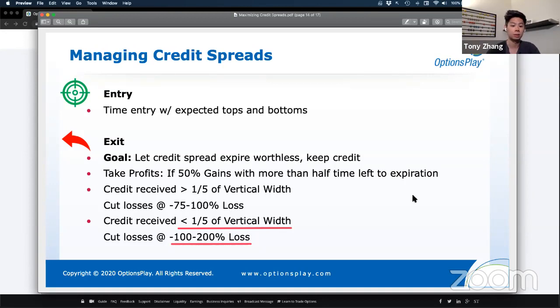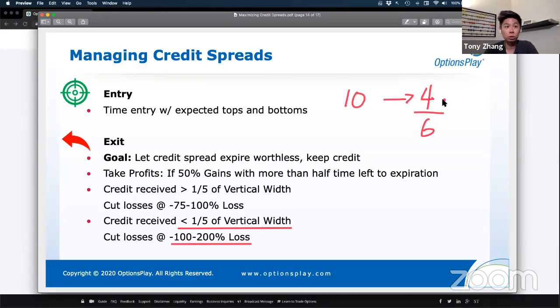So I see that one person is saying it's not very clear. Let me try to make this a little bit more clear. Let's say we have a $10 wide credit spread, and let's say I'm collecting $4 on that credit spread. So I'm collecting $4 of potential income. My max risk here is $6. No matter what happens, that's the most I can risk. So here I'm collecting more than 1/5 of the vertical width, right? Because I'm collecting 2/5 of the vertical width.